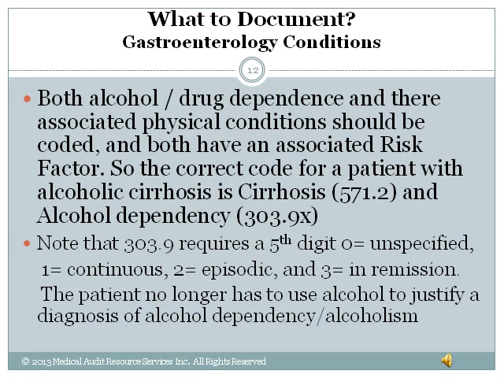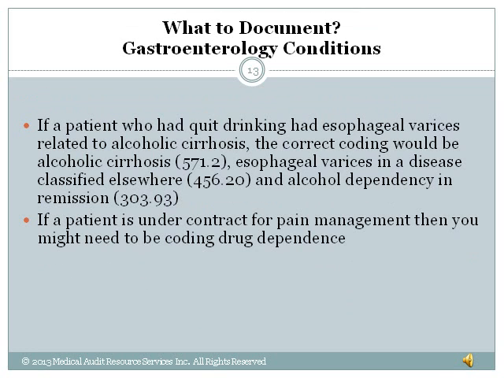Now, that X in the 303.9x for alcohol dependency depends on where they are with their alcoholism. And note that the patient no longer has to use alcohol to justify a diagnosis of alcohol dependency or alcoholism. So a patient who has quit drinking and has esophageal varices related to alcohol cirrhosis, the correct coding would be alcoholic cirrhosis, esophageal varices in a disease classified elsewhere, and alcohol dependency in remission. And if a patient is under contract for pain management, then you might need to be coding drug dependence.